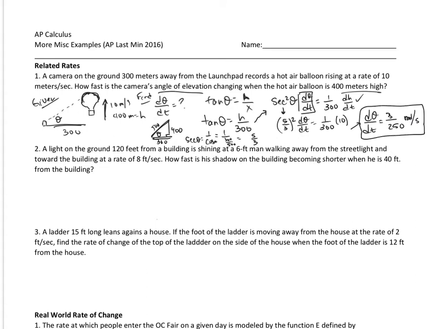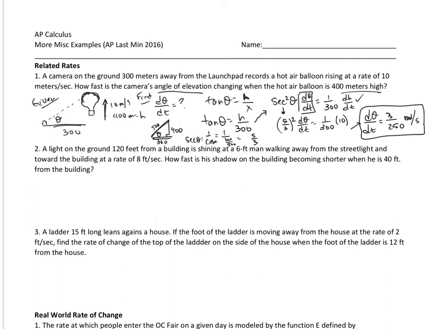All right, moving on to the next question. A light on the ground is 120 feet away from a building, shining at a 6-foot man walking away from the street light and toward the building at a rate of 8 feet per second. How fast is his shadow on the building becoming shorter when he is 40 feet from the building?